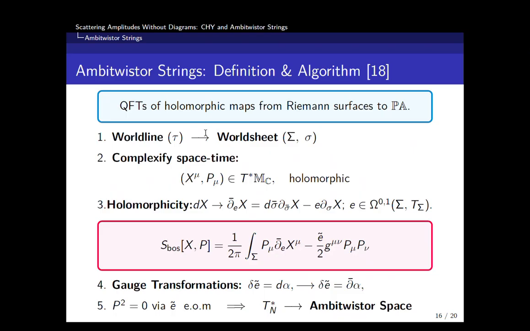So how do we build an Ambitwistor string? We're going to go from a worldline to a worldsheet, because Ambitwistor strings are quantum field theories of holomorphic maps from a Riemann surface to projective Ambitwistor space. So our projective Ambitwistor space is going to be our target. It's where our x's and our p's are going to lie. Now we're going to complexify spacetime, look at our cotangent bundle, make sure everything's nice and holomorphic, and build this holomorphic derivative, this d-bar.